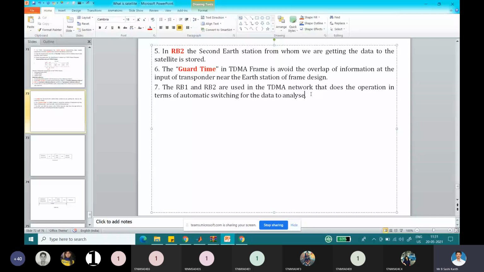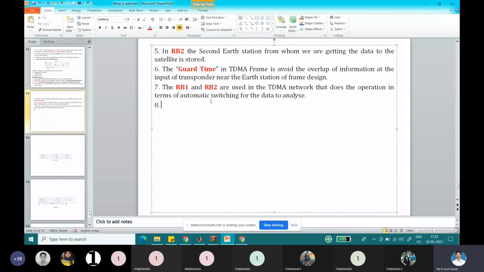So the reference bursts RB1 and RB2 that we have in the TDMA network will do the automatic switching operation to make the move of the data in your network. It will move the data in the network in such a way that we can know from which earth station we are getting the data in terms of frame. That can be understood by us. And also it helps you to synchronize the TDMA frame with the earth station and the satellite.